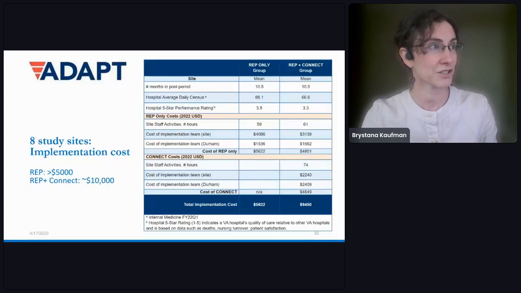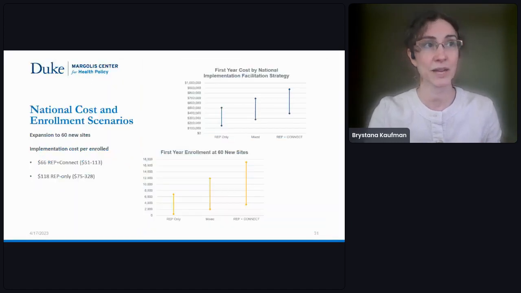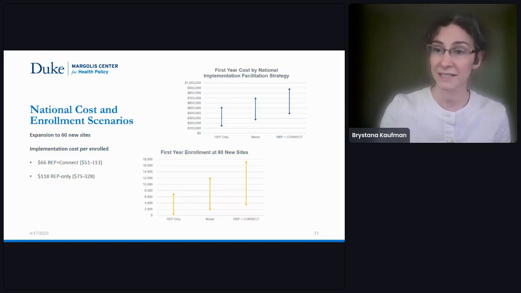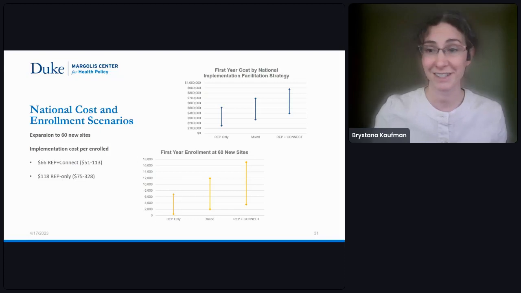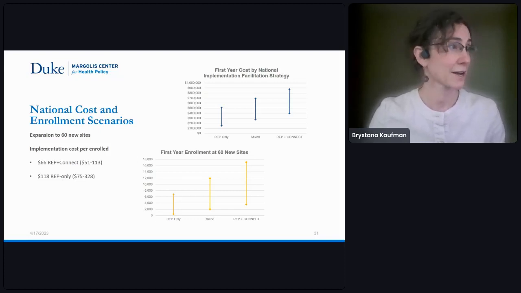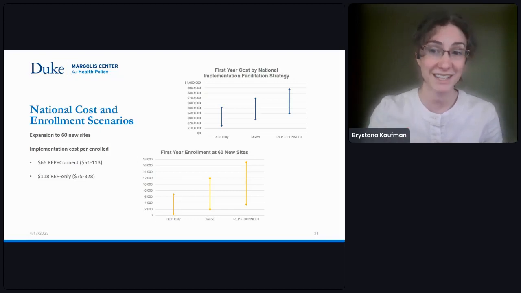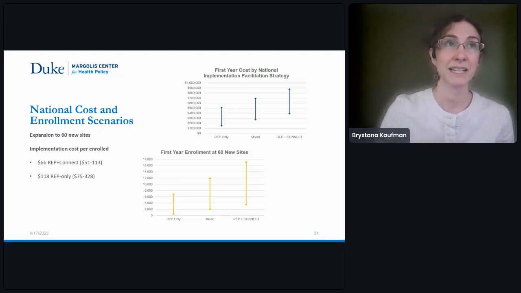I did want to mention that, in this scenario, we had wide uncertainty in our estimates because we only had 8 sites, and across the nation, sites can look very different. So we used a wide uncertainty range here, and we did see uncertainty in both cost and enrollment. But overall, the increased cost for implementation was likely to increase the number of veterans reached.